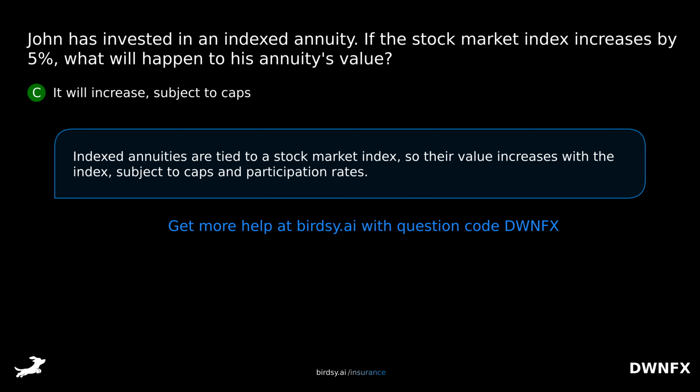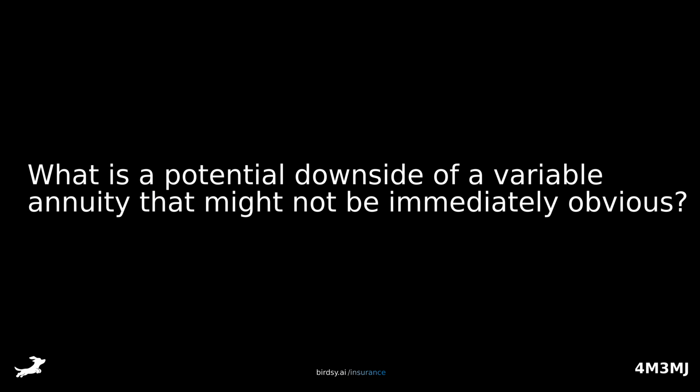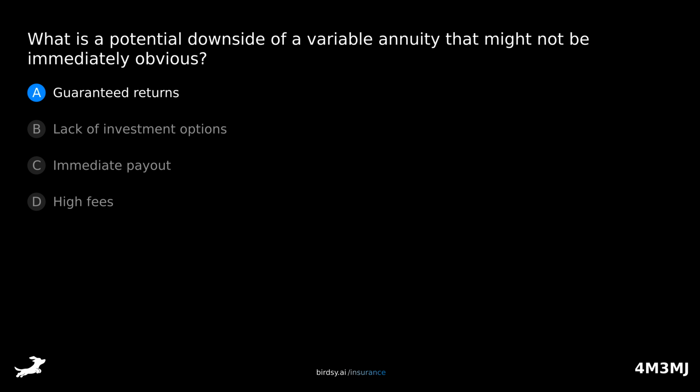Indexed annuities are tied to a stock market index, so their value increases with the index, subject to caps and participation rates. What is a potential downside of a variable annuity that might not be immediately obvious? Is it A, guaranteed returns, B, lack of investment options, C, immediate payout, or D, high fees? The answer is D, high fees.